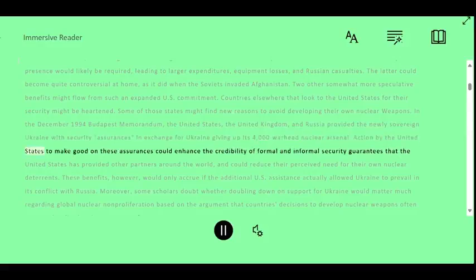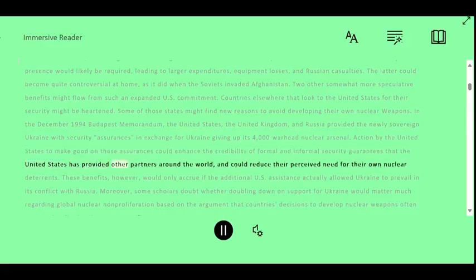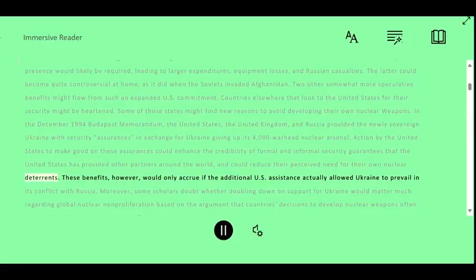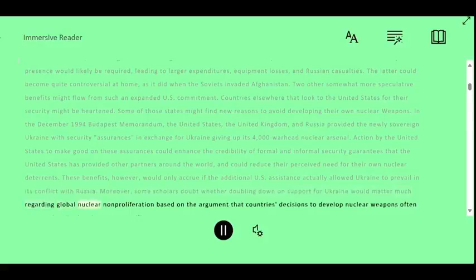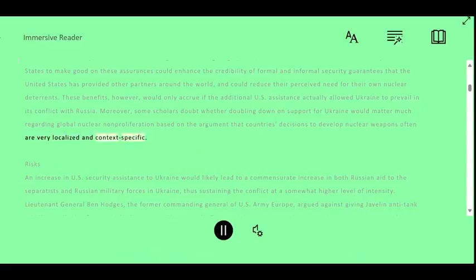Action by the United States to make good on these assurances could enhance the credibility of formal and informal security guarantees that the United States has provided other partners around the world, and could reduce their perceived need for their own nuclear deterrence. These benefits, however, would only accrue if the additional U.S. assistance actually allowed Ukraine to prevail in its conflict with Russia. Moreover, some scholars doubt whether doubling down on support for Ukraine would matter much regarding global nuclear non-proliferation, based on the argument that countries' decisions to develop nuclear weapons often are very localized and context-specific.